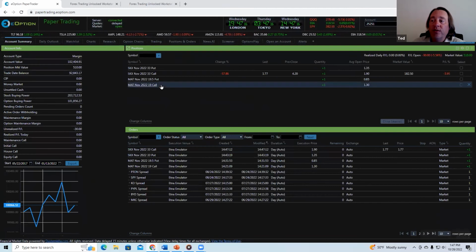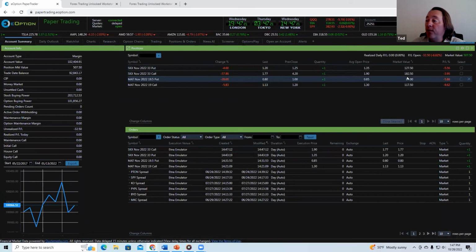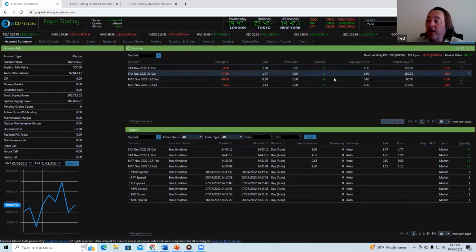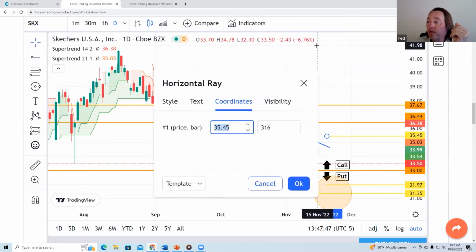So just to make sure, we go to account summary. So now we have a call in Skechers, and as you can see, market value, we paid 190. So let's go back to our trade here. If we paid 190, we need a $2 move to break even, basically. So let's go to before expiration. Here's our call. We had a $2 move. We're at 33.50. We've got to go to 35.50. So 35.50, and let's move this to.